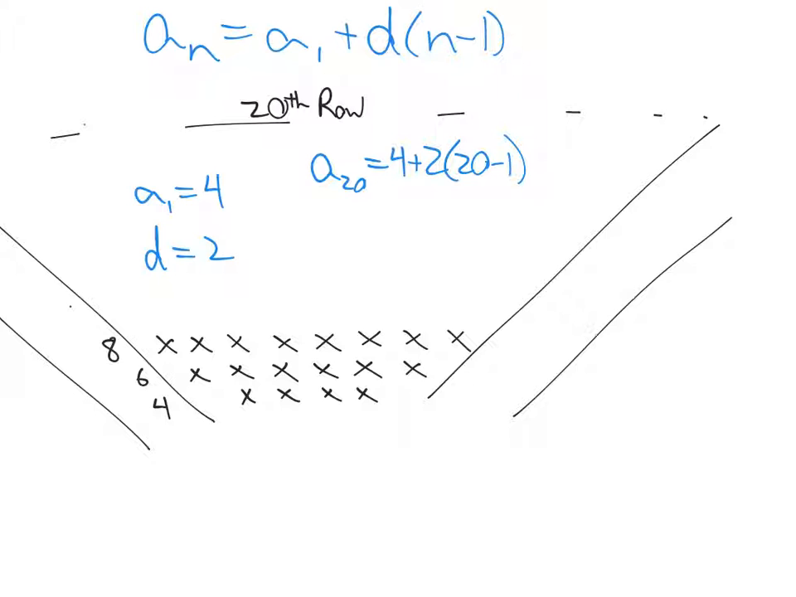Using our formula, we have 4 plus 2 times 19. So that's 38 plus 4 is 42. There are going to be 42 seats in the 20th row. Now, as we're designing this, we can figure out exactly how many seats our auditorium will hold, or at least this section of the auditorium will hold. And that's where we get the sum of an arithmetic series.